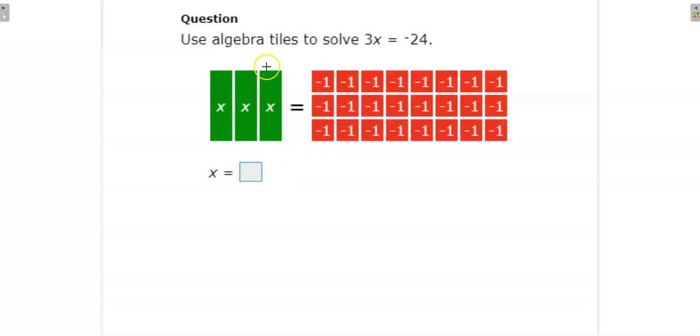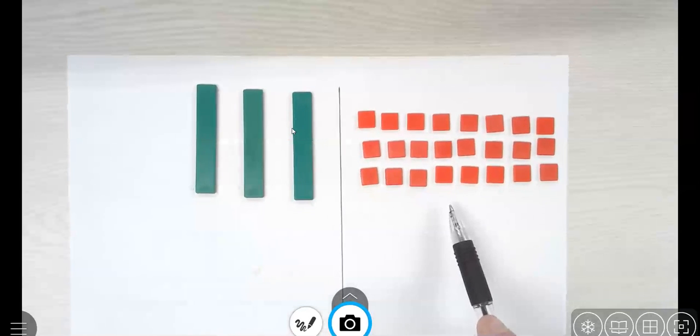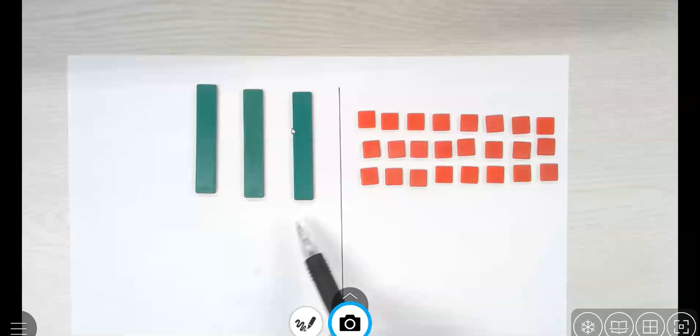On the next one, we're going to use algebra tiles to solve 3x equals negative 24. So I'm going to set that up, and then we'll demonstrate that one. So here I've got that modeled. My 3 positive x's equals, in this case, 24 negative 1s. So 3x equals negative 24.